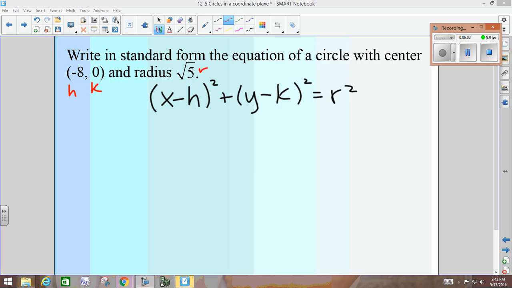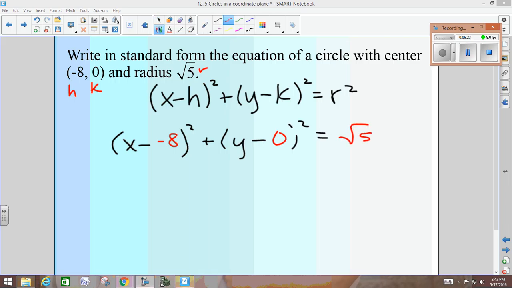All right, so when I plug them in, x minus, what's my h value? Negative 8 quantity squared plus y minus, what's my k value? 0 quantity squared equals, what's my r value? Square root of 5 quantity squared. Then you have to see if you can clean them up at all.